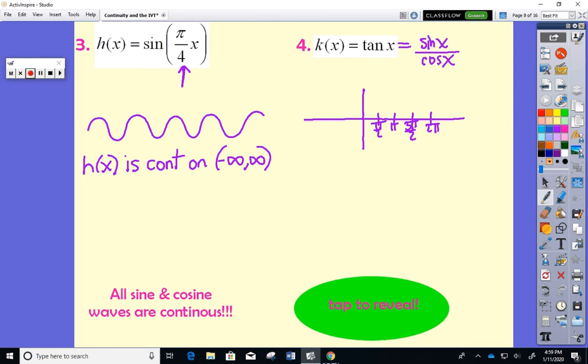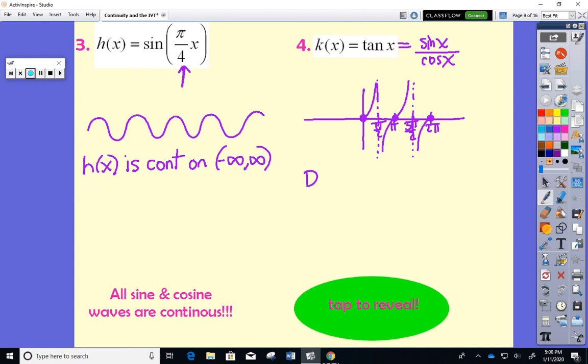Tangent x is 0 when sine x equals 0, which is at 0 and all the multiples of pi. Tangent x is undefined when cosine x equals 0, and where it's undefined, it has vertical asymptotes. So I'm going to be getting this kind of graph. And the same kind of thing is true for y equals cotangent x. So those two graphs have lots of discontinuities.